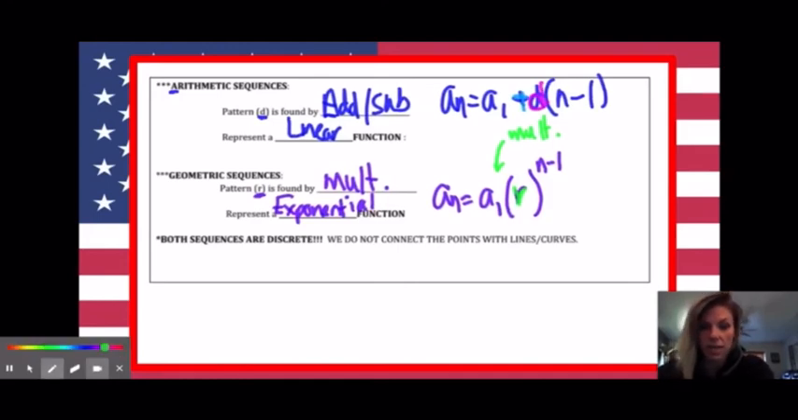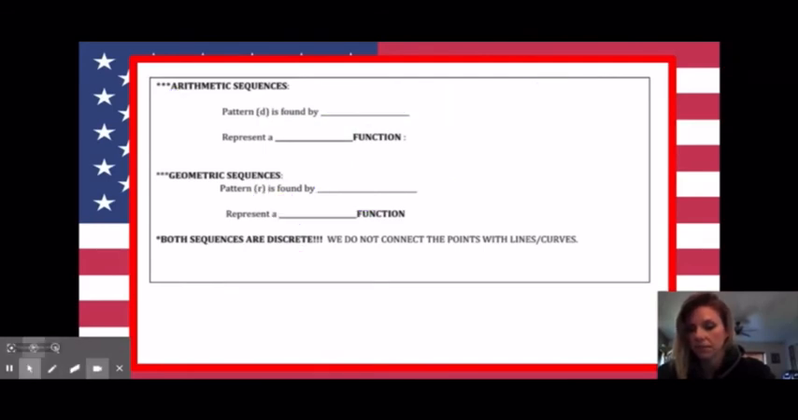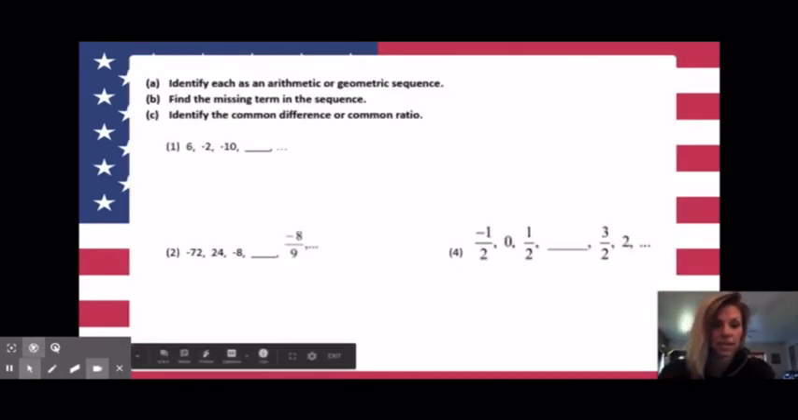Also for this one, the n minus 1 is an exponent, which we learned way back in September in Unit 1, that if you have a variable, x or n, as your exponent, it's an exponential function. Keep in mind when you graph these, they're what we call discrete, meaning you just don't connect the points. Okay? So let's look at some examples here.